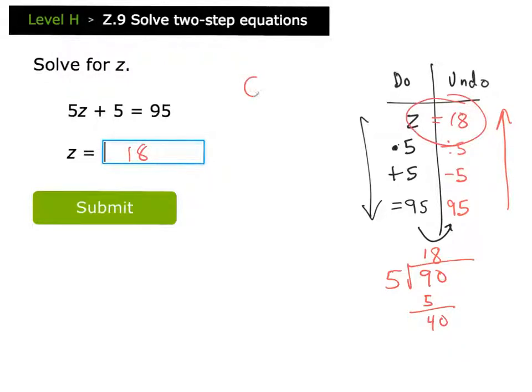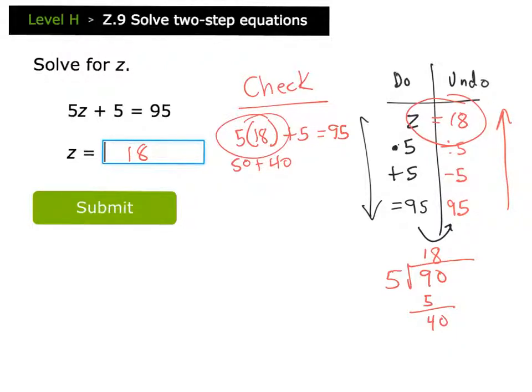As before, we could use a check step to see, is it true that 5 times 18 plus 5 equals 95? Well, a calculator will tell us that 5 times 18 is 50 plus 40. Well, not a calculator, mental math will tell me that. 90 plus 5 equals 95.